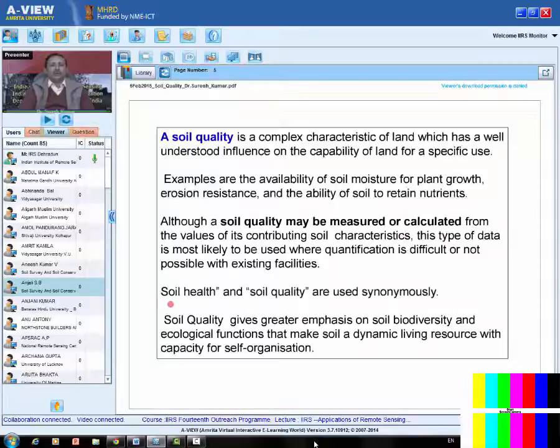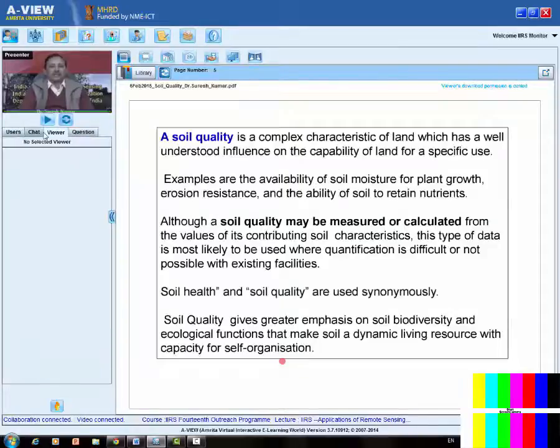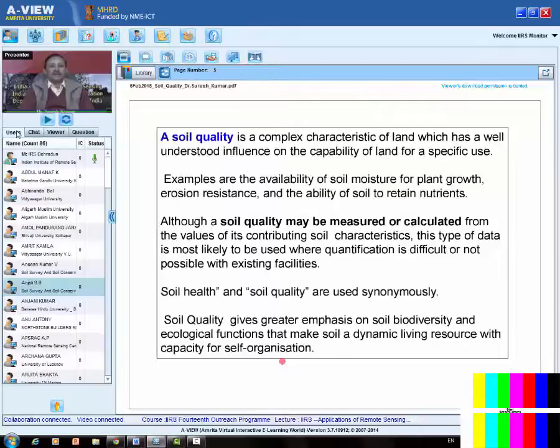One word is also very common, that is soil health. Soil health and soil quality are used synonymously, so sometimes we call it soil health assessment or soil quality assessment. Soil quality gives greater emphasis on soil biodiversity and ecological function, and that makes soil a dynamic living resource with the capacity of self-organization. So I can say soil quality itself is a wider term and it is affected by various parameters of the soil.